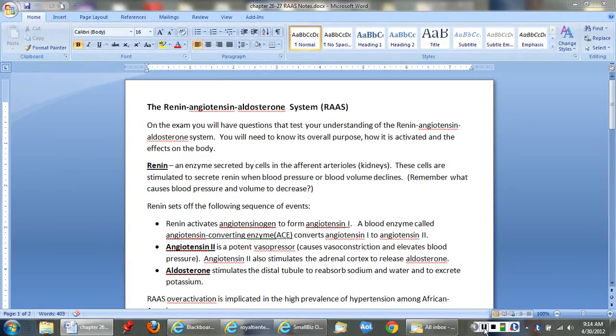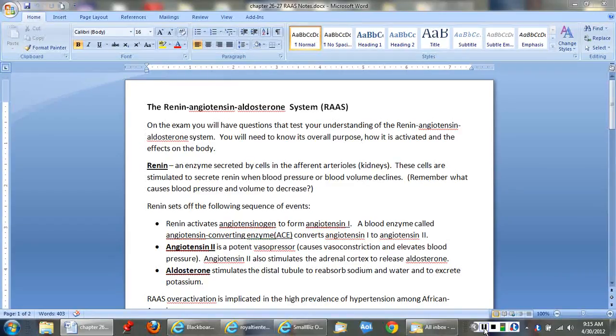Okay, so a blood enzyme called angiotensin converting enzyme converts angiotensin 1 to angiotensin 2. And angiotensin 2, I'm going to go back over this on that flow chart in a moment, but angiotensin 2 is a potent vasopressor, causes vasoconstriction. So anytime you see vasopressor, those are drugs or chemicals that cause blood vessels to constrict.